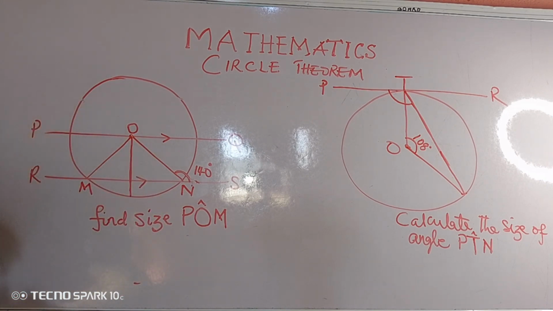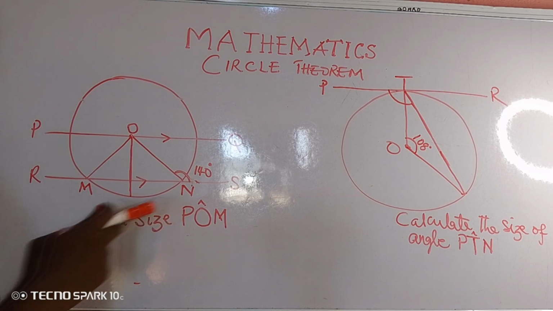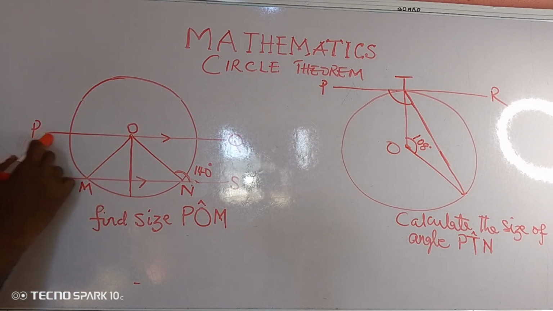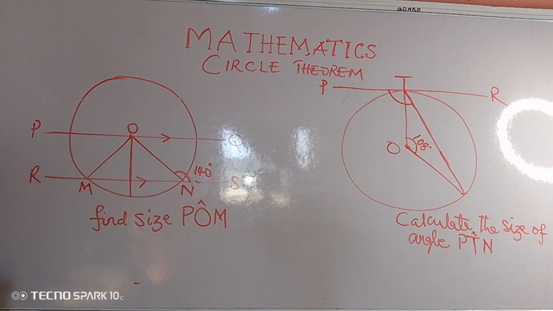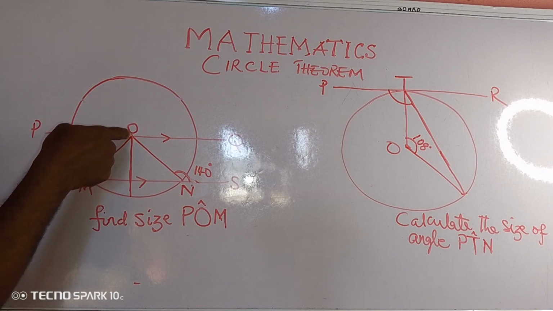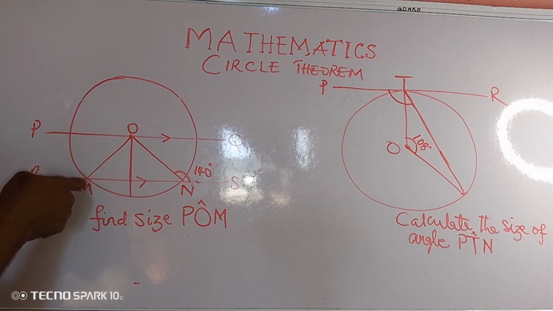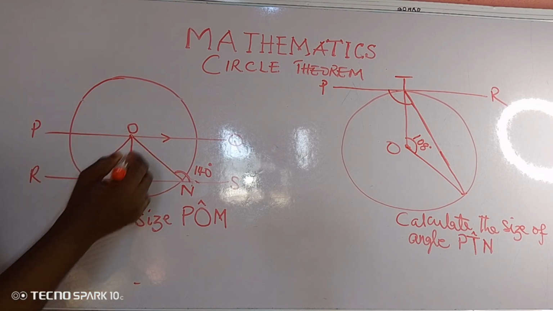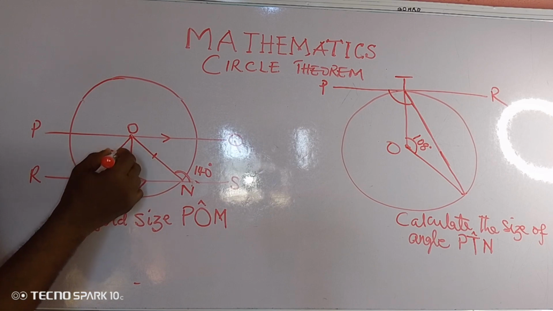Looking at the diagram here, it says you should find the size of POM. If you take a careful look at this, these are two parallel lines, okay? And then you can see a line drawn from this point to this point. It's the radius. This is also the radius too. And we know what happens with this. It makes it an isosceles triangle.